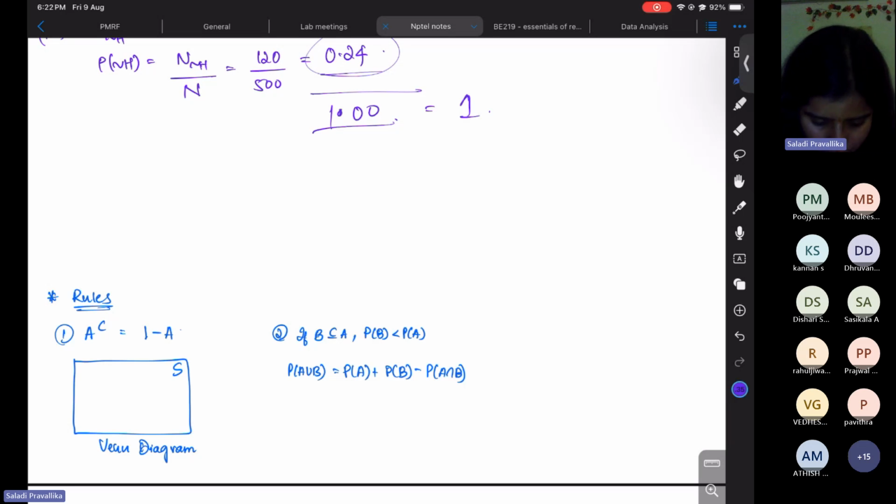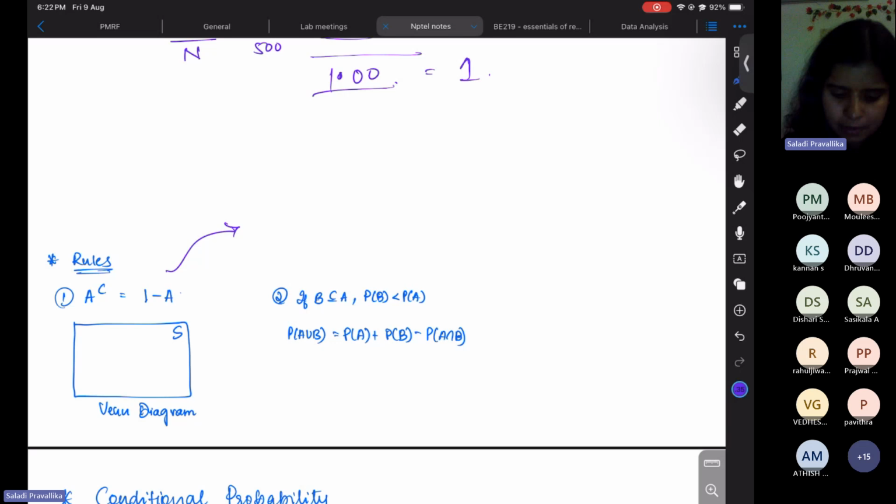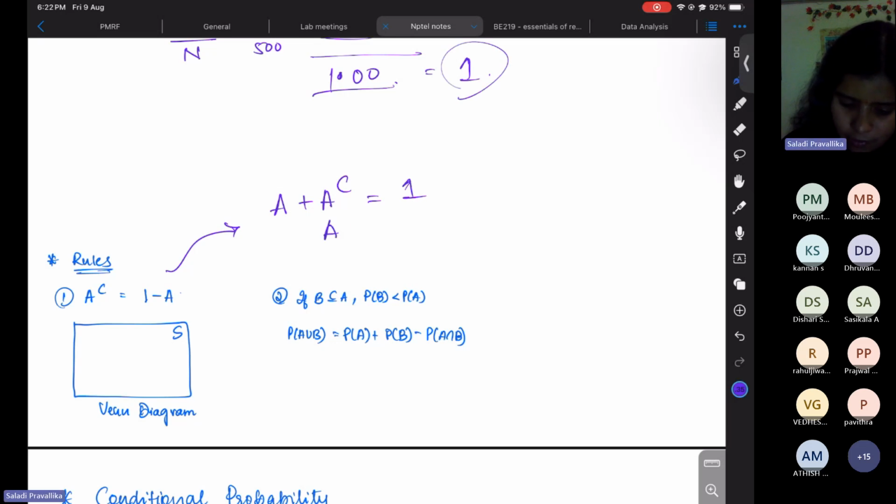And another two rules that I wanted to say in between is that if I want to take the complement of something, if an event called A is occurring, but I want to know the complement of the event A, which is event A not occurring, then that is equal to 1 minus A, right? So this can be said like event A occurring plus event A not occurring, which is nothing but the sample set, and that is equal to 1, right? So A complement is equal to 1 minus A.